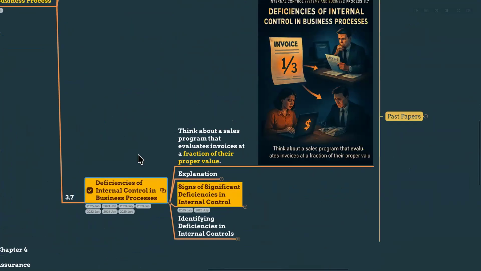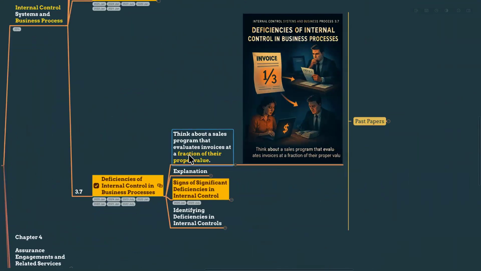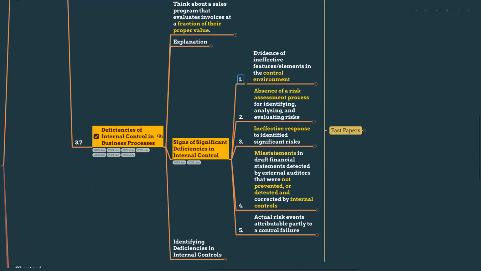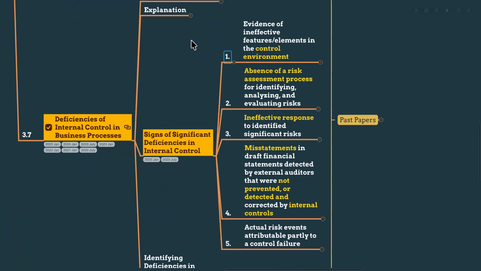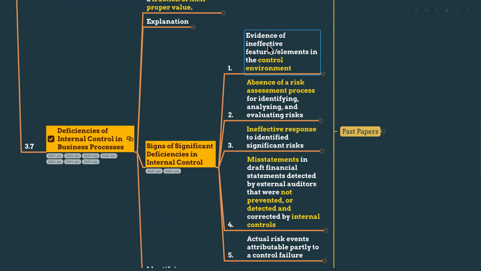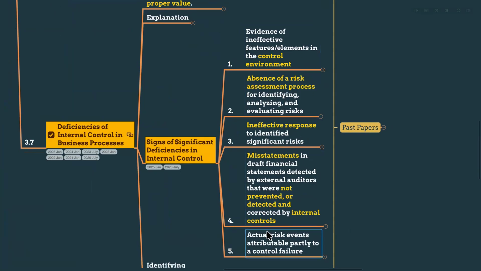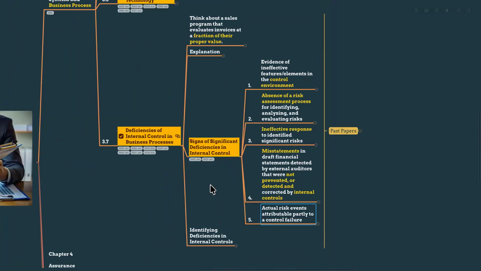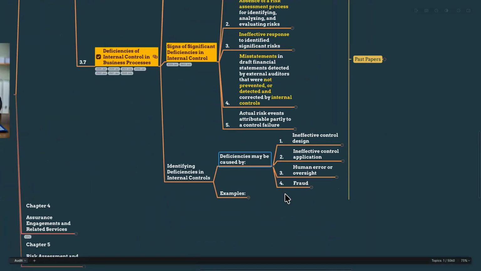So in the previous sessions, we have studied deficiencies of internal control in a business process. The important part is how to identify the significant deficiency, not a simple deficiency. There will be some indications, some red flags, to identify these. These five things I have explained to you in a very detailed manner. So we are going to do the past paper questions in today's session, my dears.